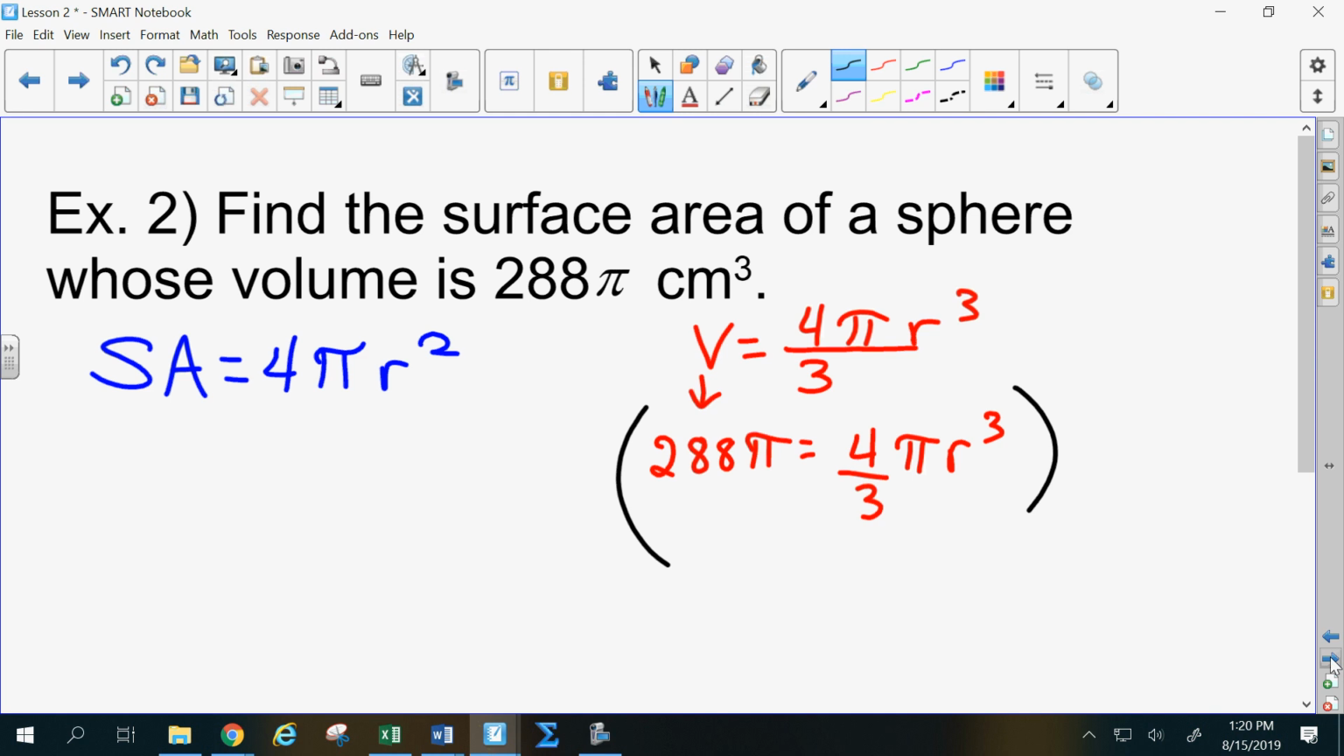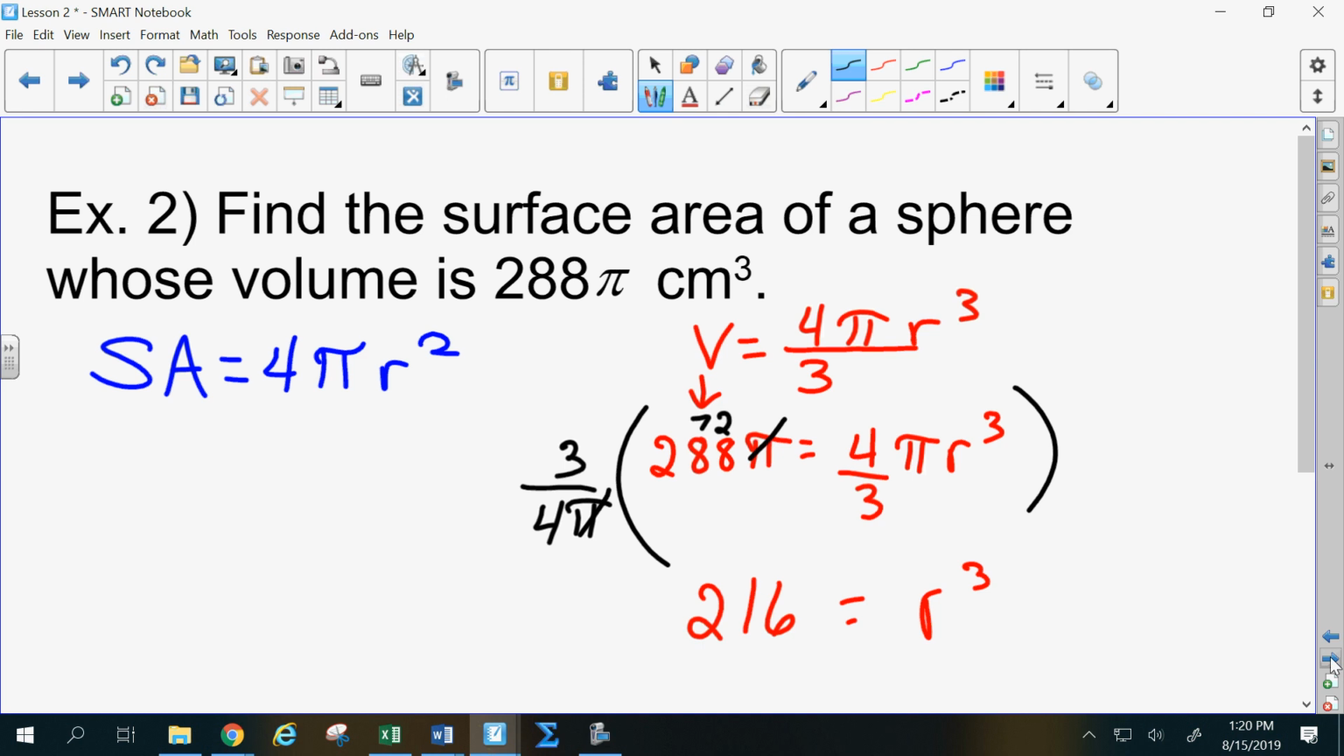If I turn that upside down and multiply by 3 over 4 pi, will that get rid of everything except the r's on the right? So I will have r cubed over here on the right. On the left, the pi's will cancel. I think 288 is divisible by 4. Get 72, right? And I believe 3 times 72 will give me 216.